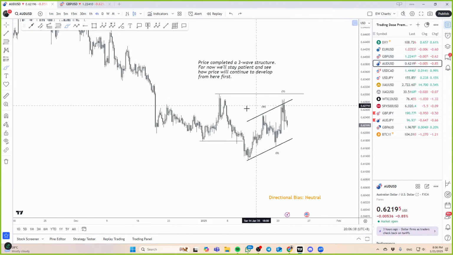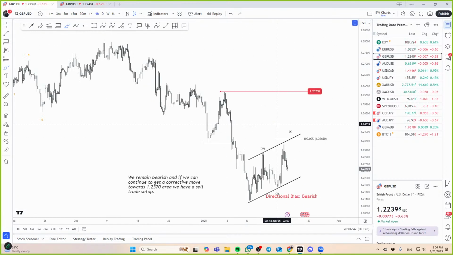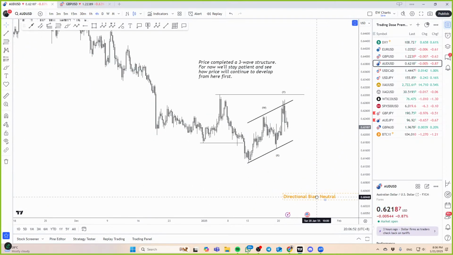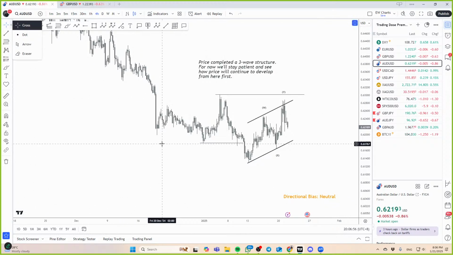The only difference here, of course, is this isn't very impulsive relatively, but pound dollar, this is impulsive, right? So that's why pound dollar, I'm actually more convinced that the bias is bearish, but Aussie here, I'm still a little bit more in the neutral stance. Okay, so that's the take on Aussie.